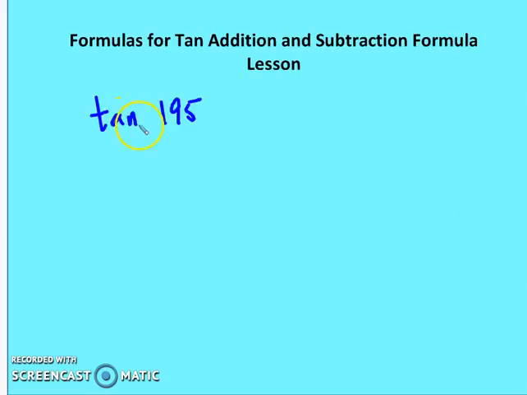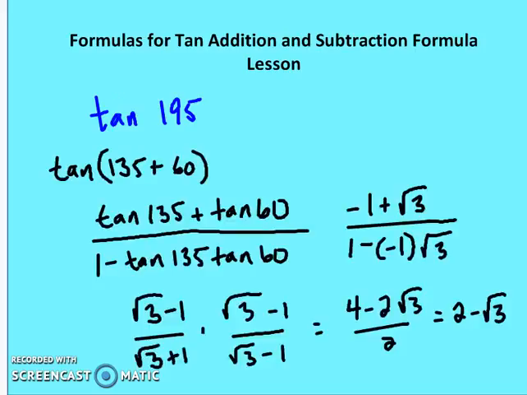Okay, next, tangent of 195. I'll let you figure this out. Pause here. All right, this ends up being tangent 135 plus 60. Working through this, I end up with root 3 minus 1 over root 3 plus 1. And multiplied by the conjugate of the denominator, both the numerator and denominator, and I end up with 2 minus root 3.